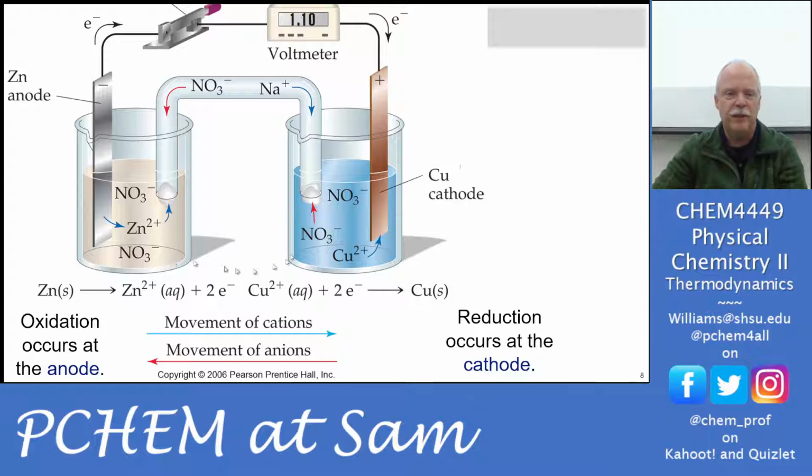So this is a picture out of the freshman book, the Pearson book, that shows this galvanic cell where we've separated the reactions. We have the zinc anode in a zinc nitrate solution, and we have the copper cathode in a copper nitrate solution. We have the sodium nitrate salt bridge. If we don't have this salt bridge, the circuit's broken. We have to conduct the ions in addition to conducting the electrons.